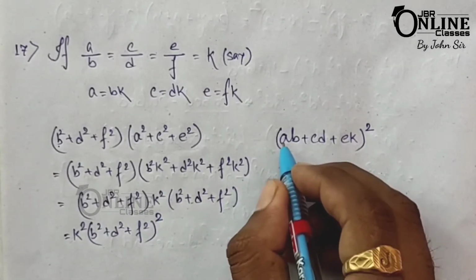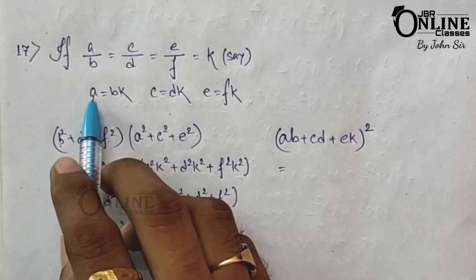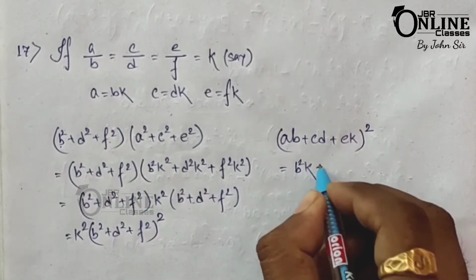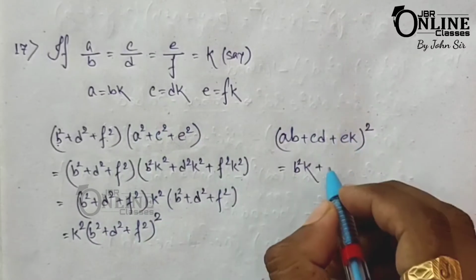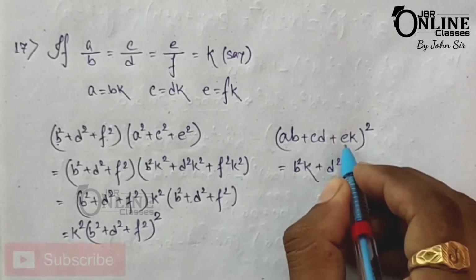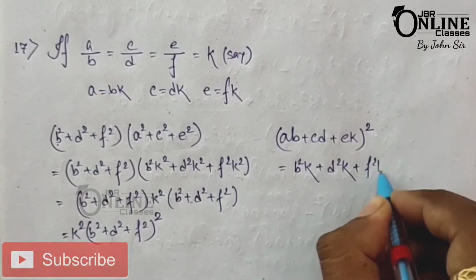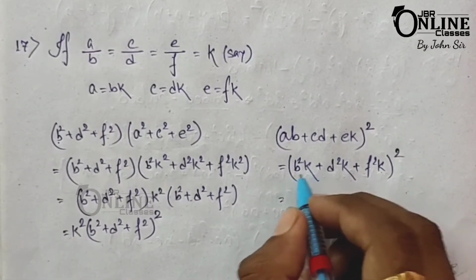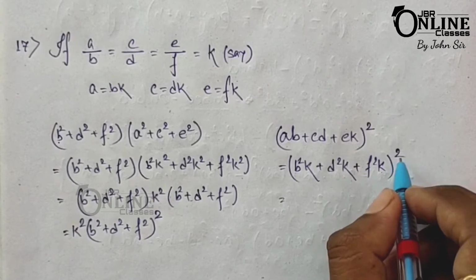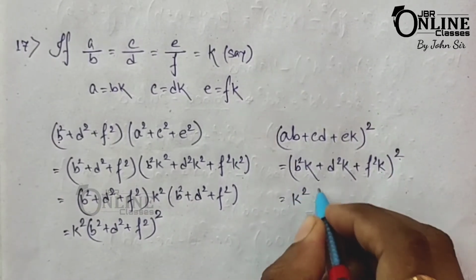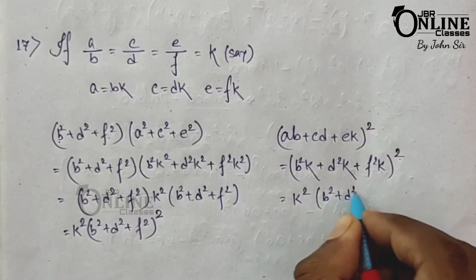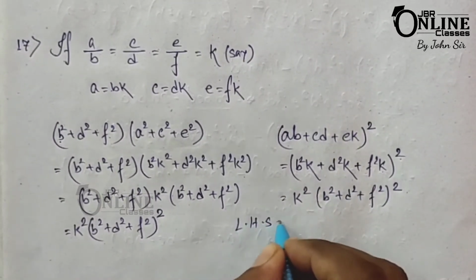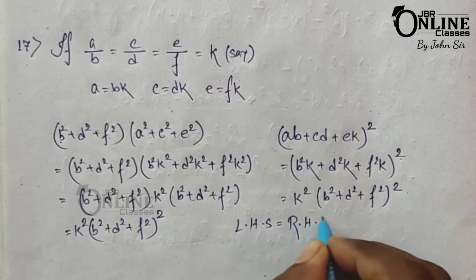Now the right hand side, here ab. If a = bk, then ab = b²k. Now next one, cd. So c = dk, so cd = d²k, and ef = f²k. Now here k will be common, so if k is taken outside, then square, so that will be k². So k²(b² + d² + f²)², so left hand side equals right hand side.